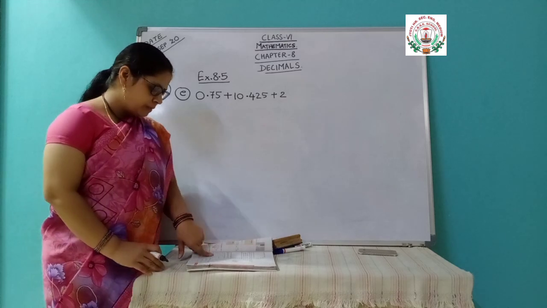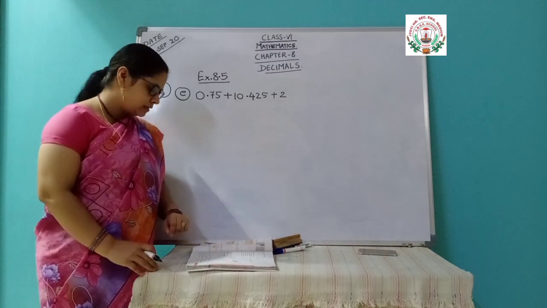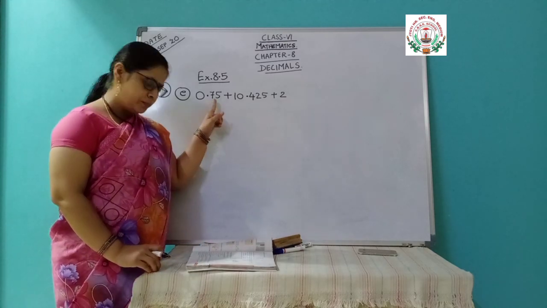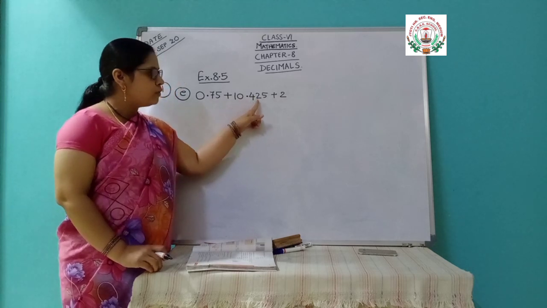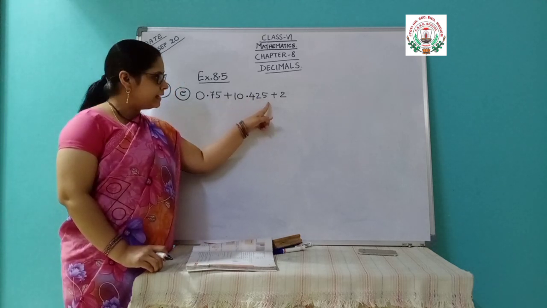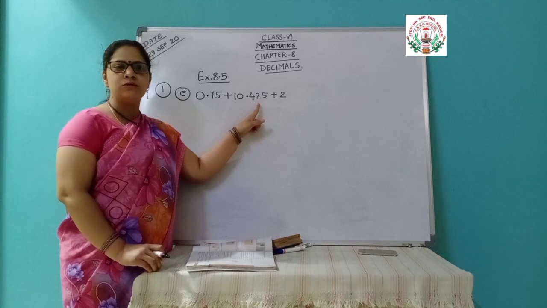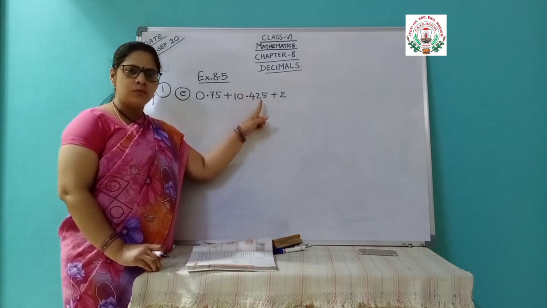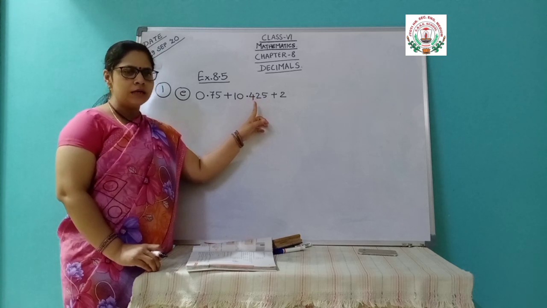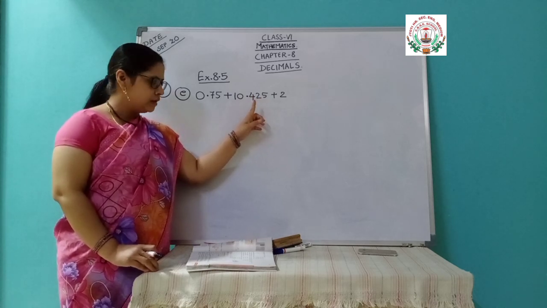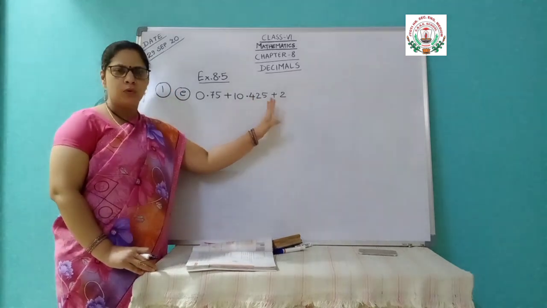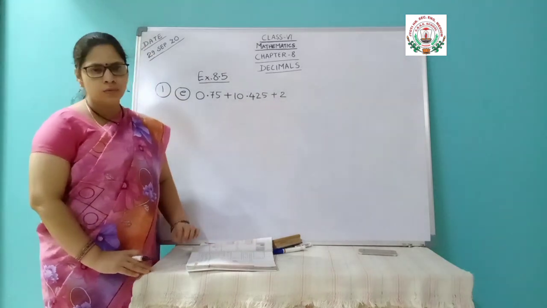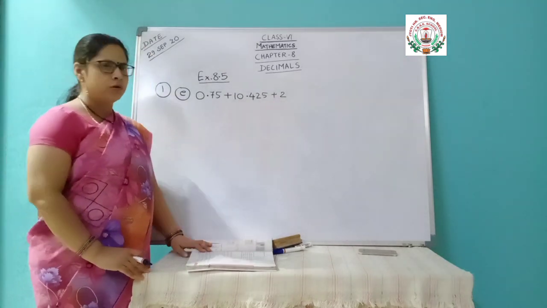So coming to this part, to find out the sum, that is 0.75 plus 10.425. It is read as 10.425. It is not 0.425. The decimal part is always read separately. And then plus 2. Only 2. That is the whole number 2 given. Here decimal is not given.